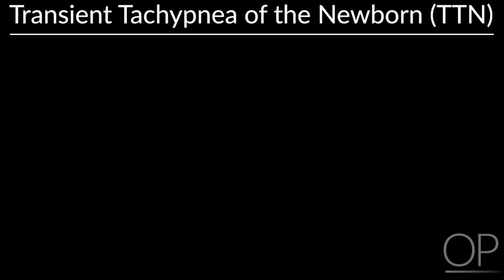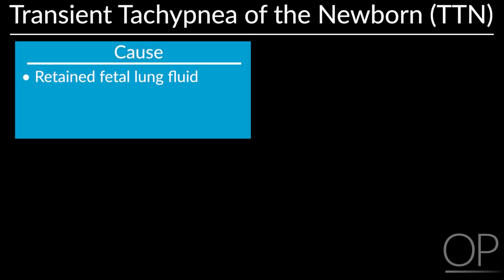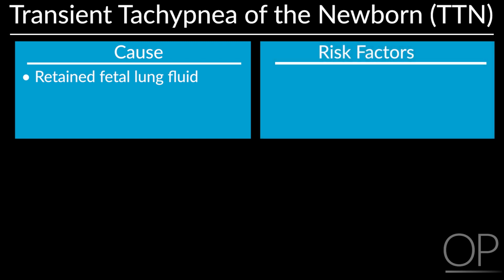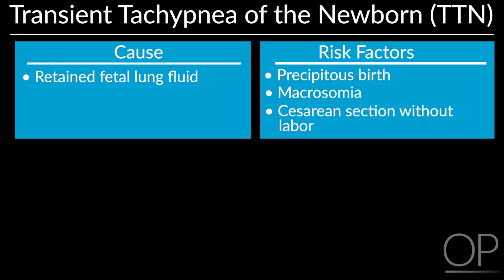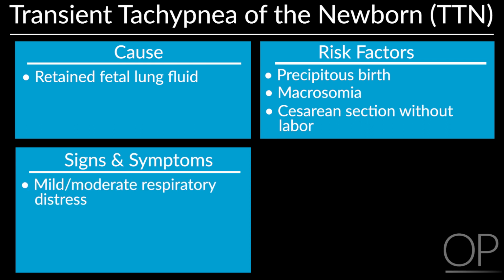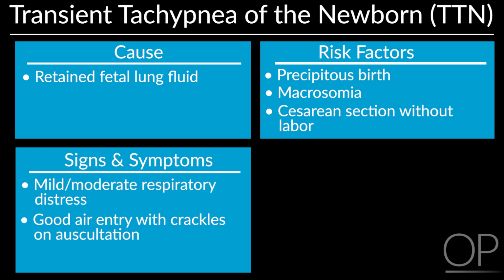Transient tachypnea of the newborn, or TTN, is caused by retained fetal lung fluid. Risk factors include precipitous birth, macrosomia, and cesarean section without labor. Signs and symptoms of TTN are mild to moderate respiratory distress, good air entry with crackles on auscultation. It can be described as peaceful tachypnea.